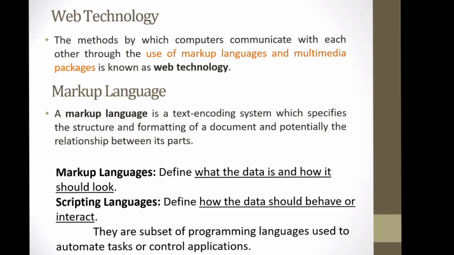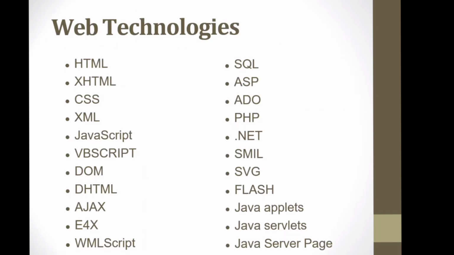And all these are programming languages only. Okay, so markup language decides how data will look. Scripting language decides how data should behave. Those are the markup language and scripting language. Example, markup languages: HTML, XML, all these are markup languages. Scripting languages: JavaScript we have, VBScript we have. Okay, all these are scripting languages.